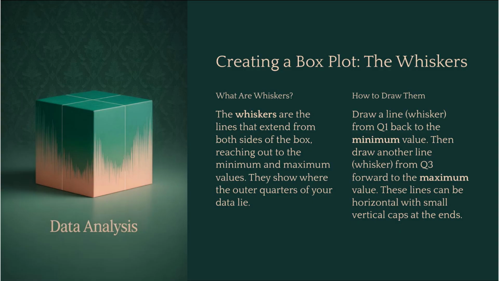Next come the whiskers. These are the lines that extend out from the box. One whisker goes from the minimum value up to the box at Q1. The other whisker goes from the box at Q3 out to the maximum value. These whiskers show you the spread of the data's extremes.